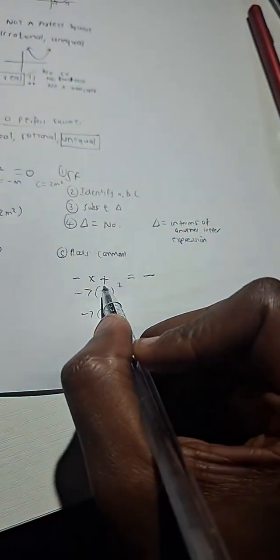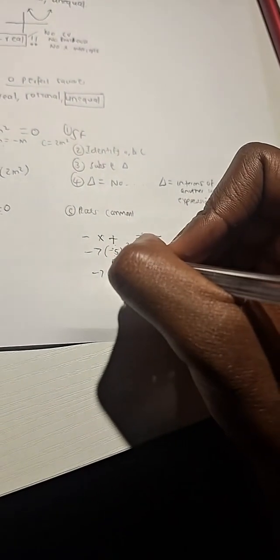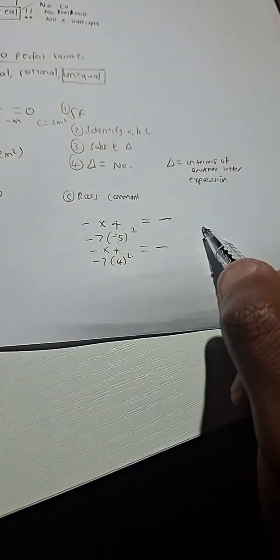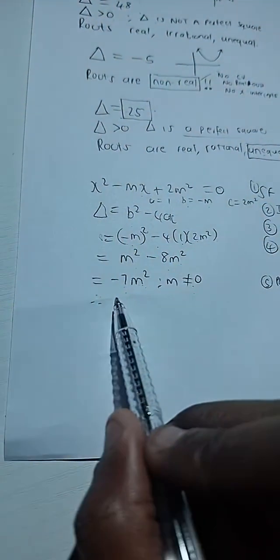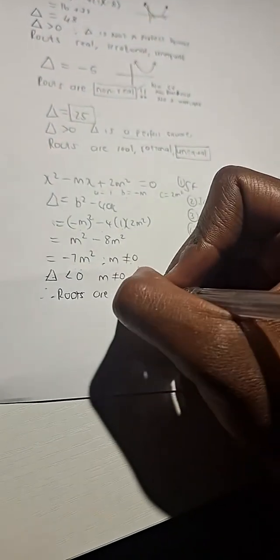All the time, you put any number here, it will come out positive. What's a positive times another negative number? You will always be getting a negative number. So since delta is negative 7m squared, I can clearly say that delta is less than 0 if m cannot be 0. Therefore, the roots based on this expression I have here are non-real.